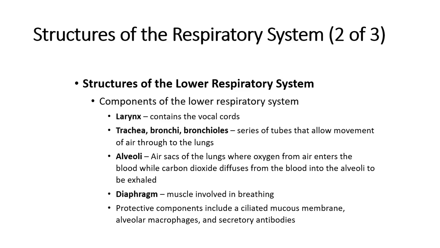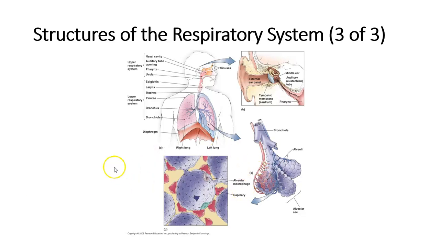The diaphragm is very much involved because that is the one that allows you to breathe. Okay, the movement, you have to expand those lungs. That diaphragm has to go down to make space for those lungs and a change in pressure so that air can get in. And we have all kinds of protective components in mucous membranes. There are macrophages in the alveoli, and there are some secretory antibodies. So if you take a look at it, this is the system, and this is that alveolar sac, and you can see that little macrophage in there.